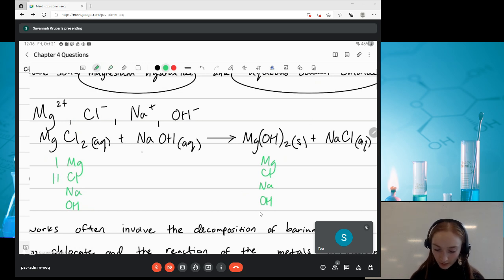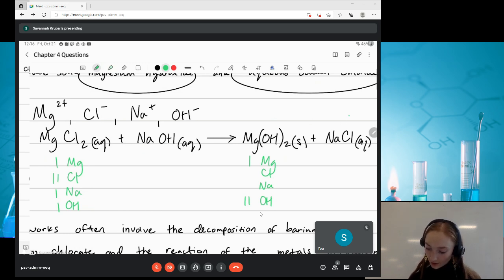And then for the sodium, we only have 1. And then for the hydroxide, we only have 1 here. So that's the amount of things we have on the left. The ones on the right, for magnesium, we have 1 as well. For hydroxide, we have 2. So that's different than the left because we only have 1 on the left. So we already know we have to fix that pretty soon.